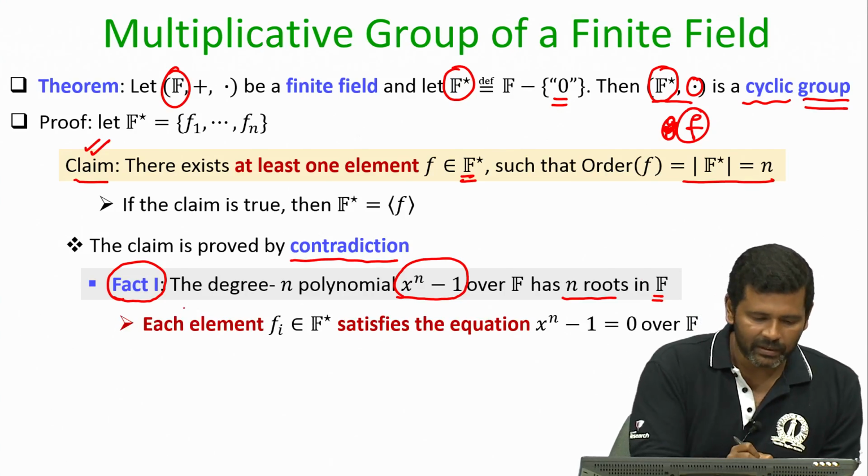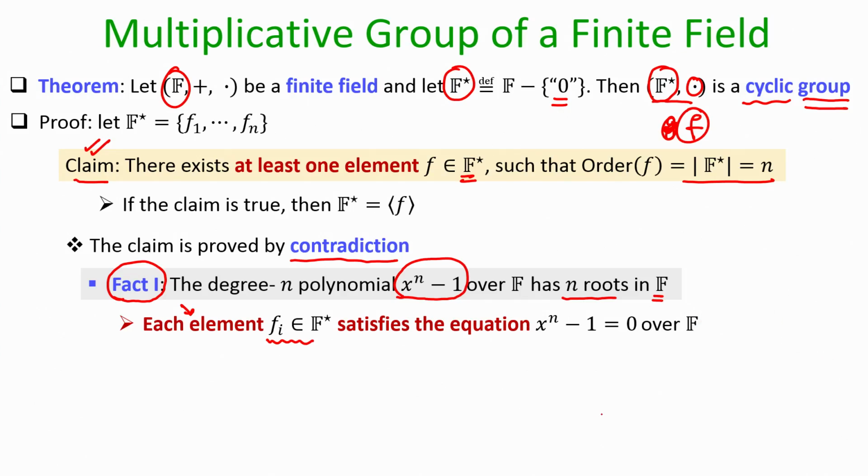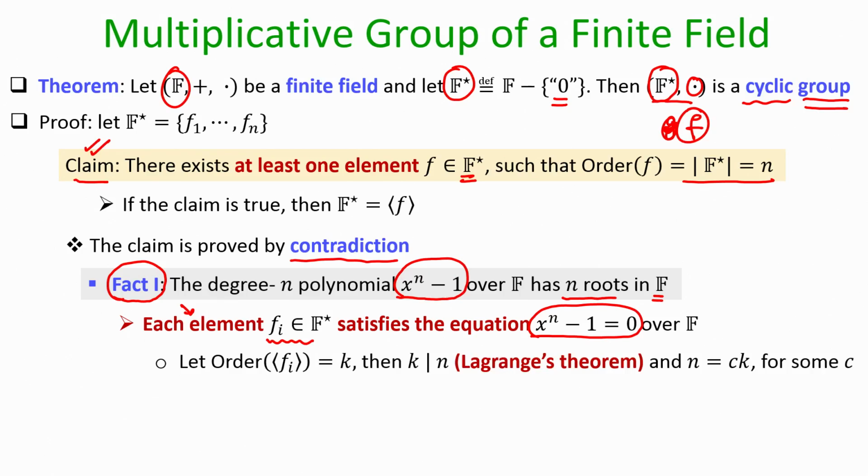And the proof of this fact is the following. My claim is that you take any element from the set F star, that means you take any non-zero element from the field F, it will satisfy this equation. If that is the case, then basically I am showing you that all the elements of set F star are actually the roots of this equation or roots of this polynomial. Okay. So, let us prove this fact that each element of the set F star is a root here.